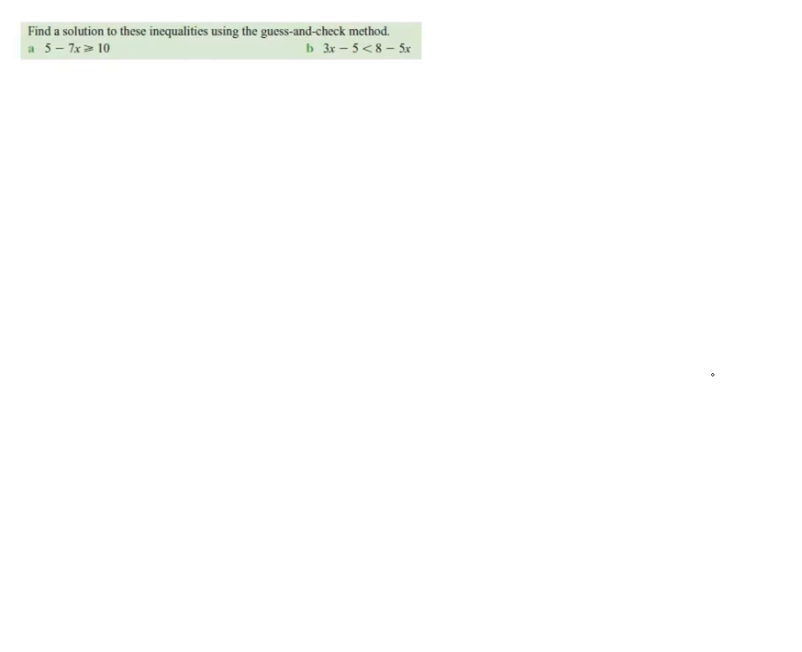So for part A, I've got to think of a value that's going to make that statement true. Let's just try a value. Let's make x equals 0. So we want to say a statement to indicate what value we're trying. So we say let x equals 0, and then we can do our substitution using that value. So left-hand side equals 5 minus 0, which is just 5, sorry. And the right-hand side equals 10.